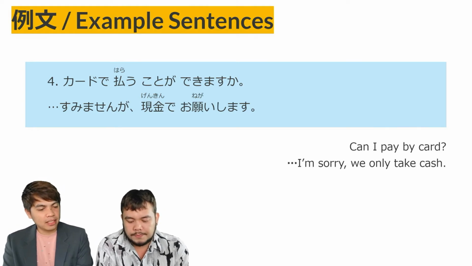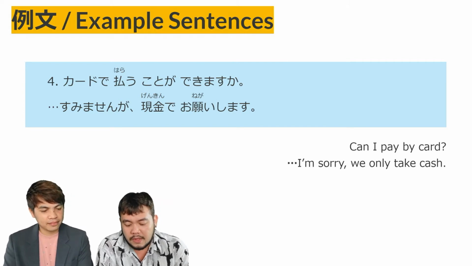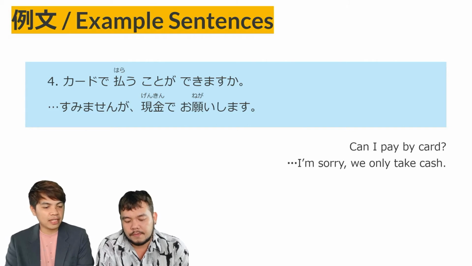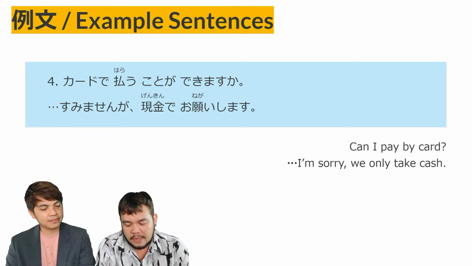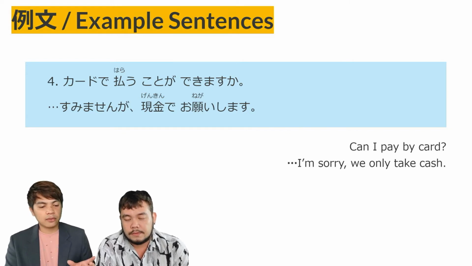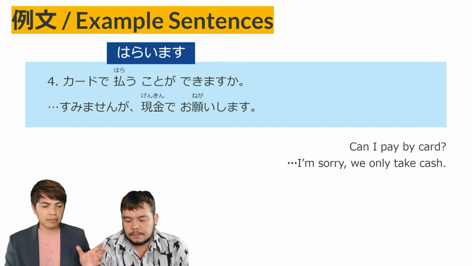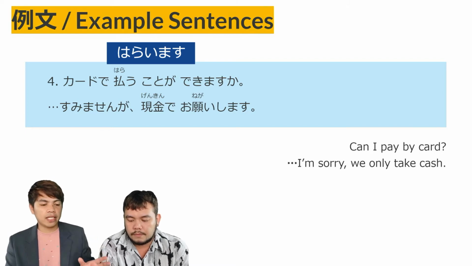Number 4. Kado de harau koto ga dekimasu ka? Sumimasen ga genkin de onegai shimasu. So the question was kado de harau koto ga dekimasu ka? So kado de harau, from the verb kado de haraimasu. Haraimasu means to pay. Kado de, using a card. So harau is the dictionary form plus koto.